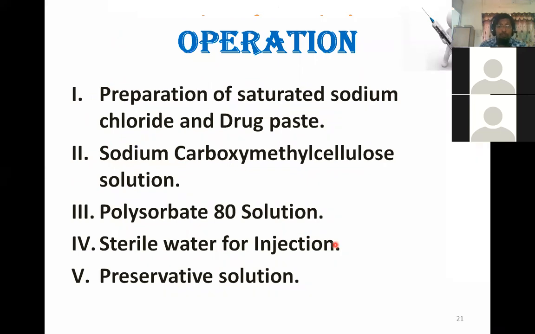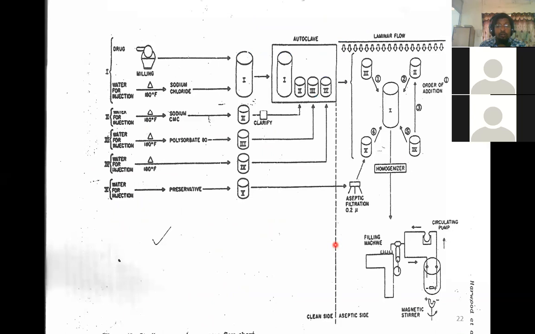What operations are there? Preparation of saturated sodium chloride and drug paste, sodium carboxymethyl cellulose, sodium CMC is used, then polysorbate 80 solution is added, then sterile water for injection is added, and a preservative solution is prepared. You can clearly see in the schematic representation how parenteral suspensions are prepared. You can see the drug is taken and size reduction, milling, is done.